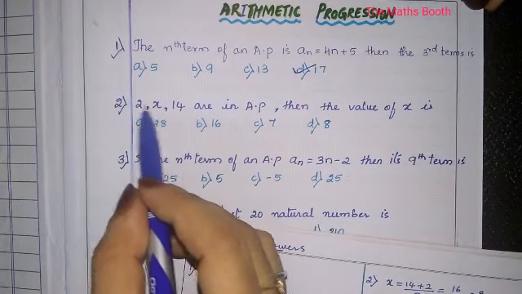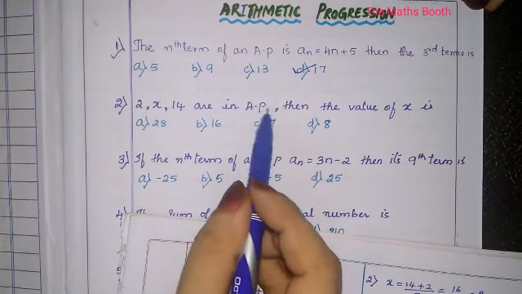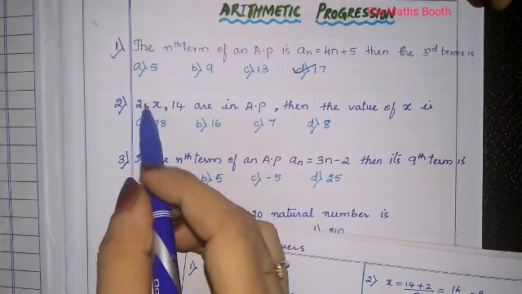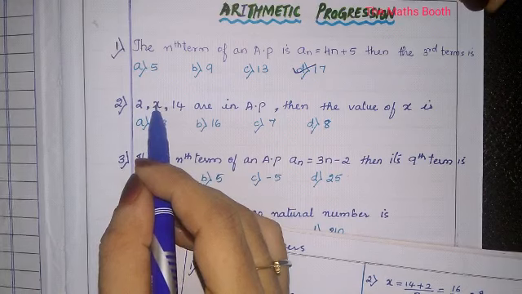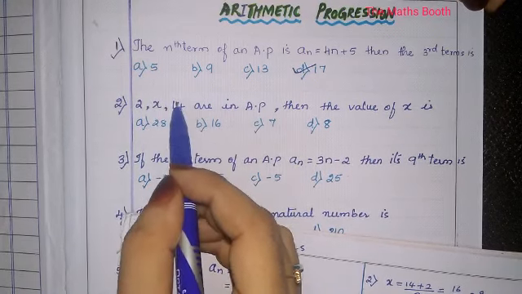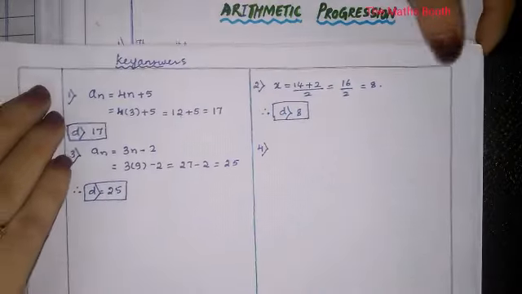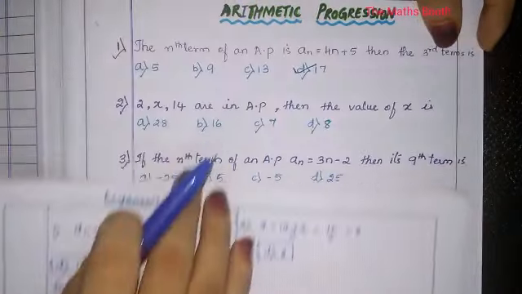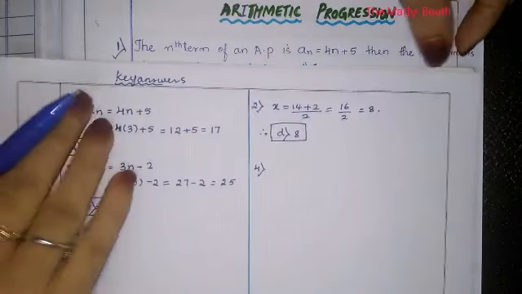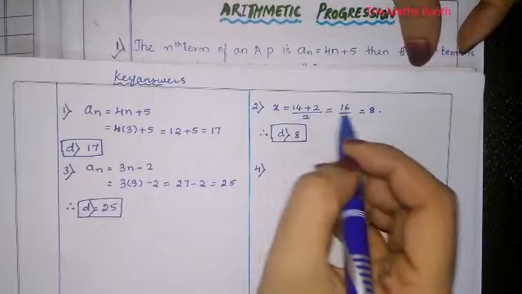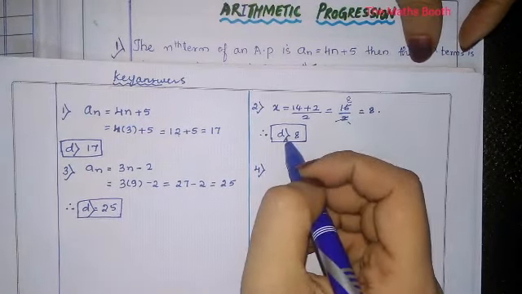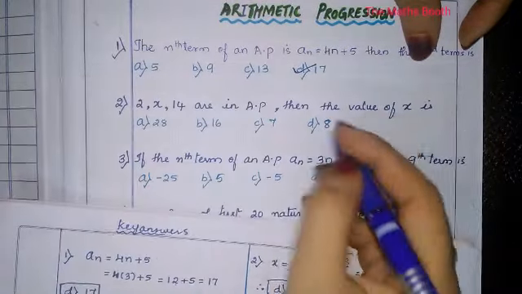Next question: 2, x, 14 are in AP, then the value of x is. I have told this type of question was in the model paper also. Find the value of x means average. x is the average of these two numbers. So x is equals to 2 plus 14, these two we have to add and divide by 2. 14 plus 2 is 16 by 2. 2 ones are 2, 2 eights are 16. So the correct option is D, 8.